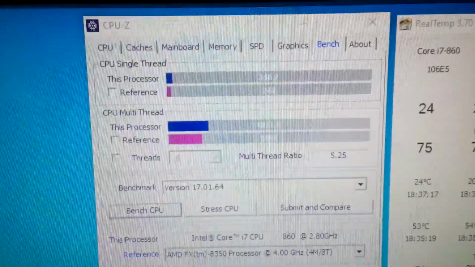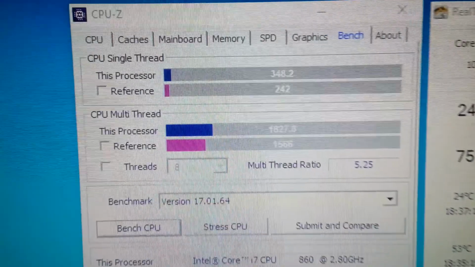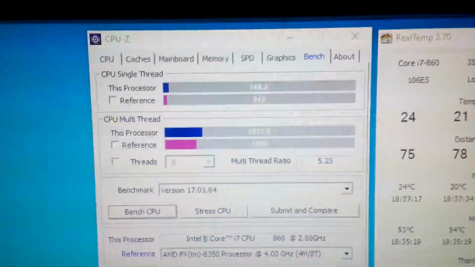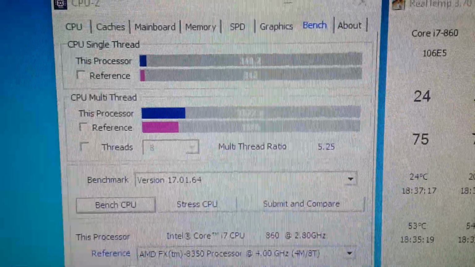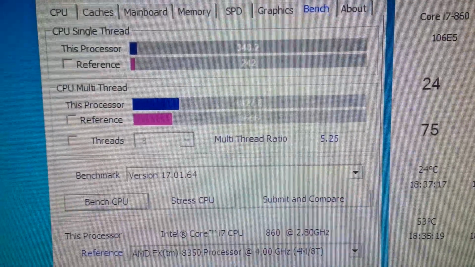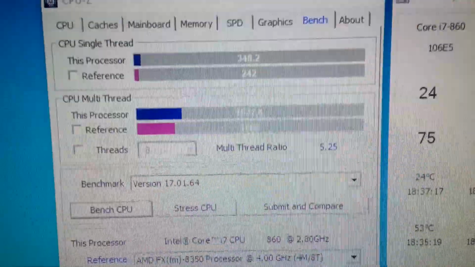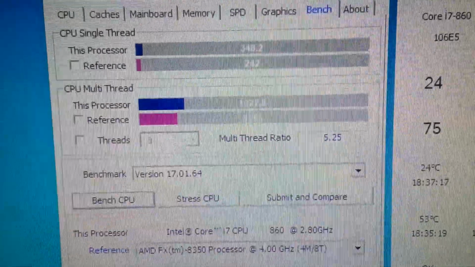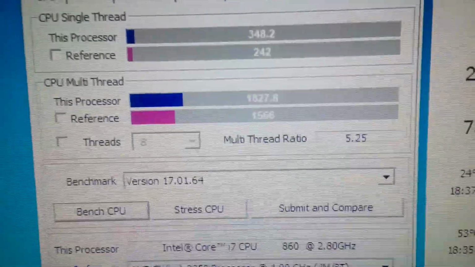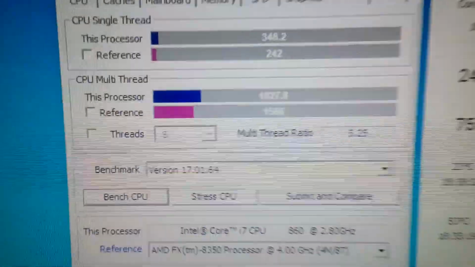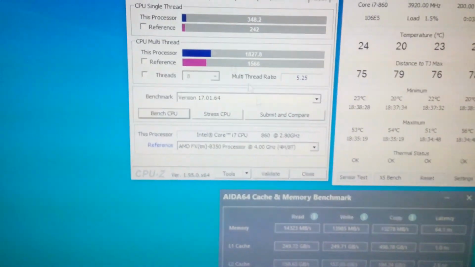In a single core, as you can see, the AMD is slower than the i7, and as for the multi-threaded, we're having 1828.27, and for the reference we have 1566. The adjustments that I made are right here. I'm going to show you.